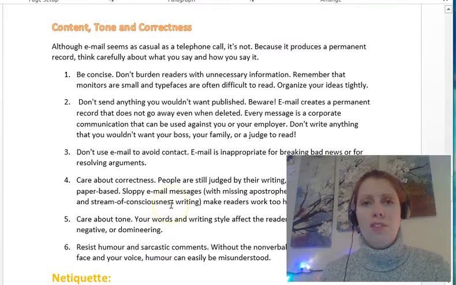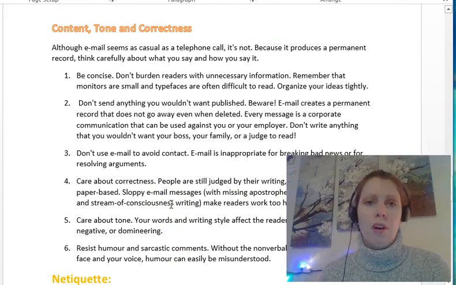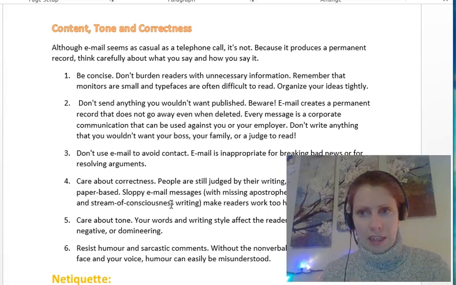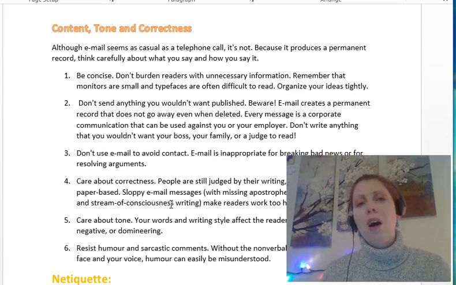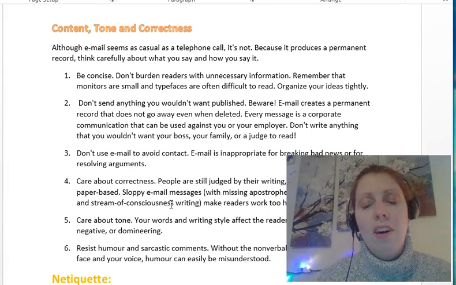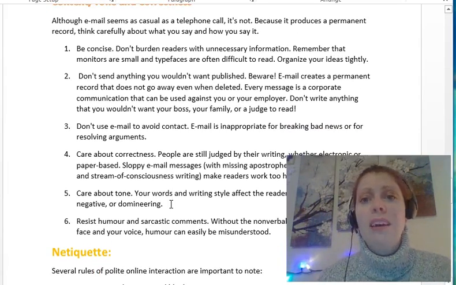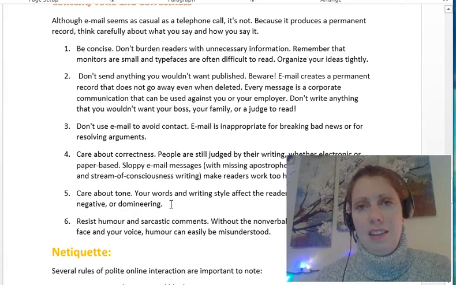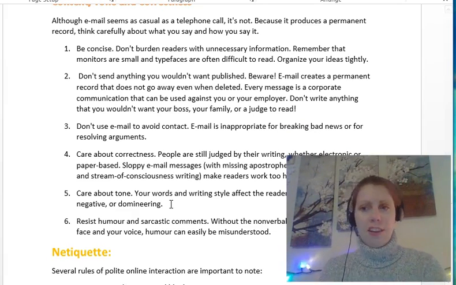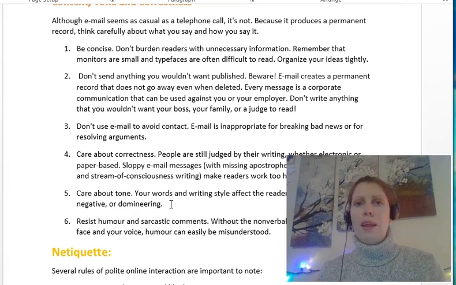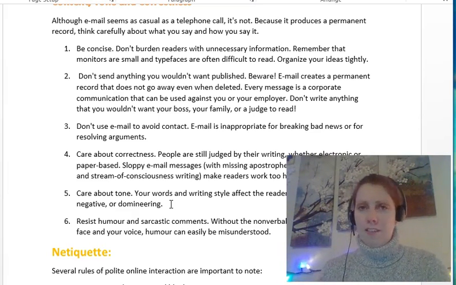Here are a few tips to help you with your content, tone, and correctness. So be concise. Don't burden the readers with unnecessary information. Remember that monitors are small and typefaces are often difficult to read, so organize tightly. Don't send anything that you don't want published. Again, just like Facebook, don't put that photo up there. Don't write that post. Be careful. It is a permanent record, even when it's deleted. So be very careful what you send over work emails.